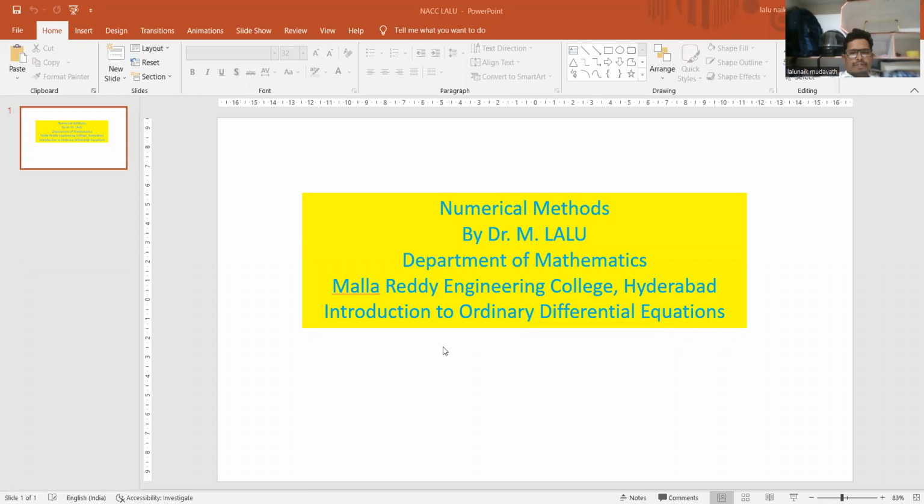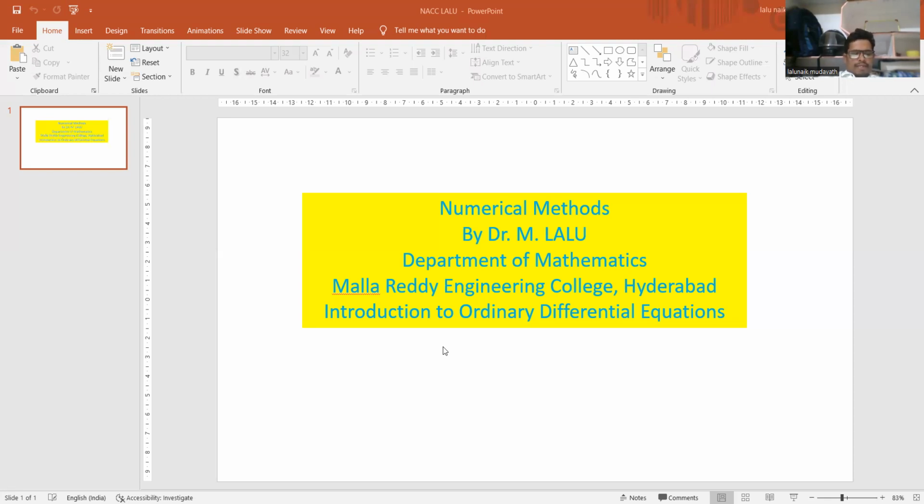Today I would like to introduce the numerical methods. This is the last module of this course for the numerical methods. Before introducing the numerical methods, first of all, you have to learn the introduction to ordinary differential equations. In this module, we will learn numerical methods for solving ordinary differential equations. So, in this lecture, I will introduce the ordinary differential equations to you.